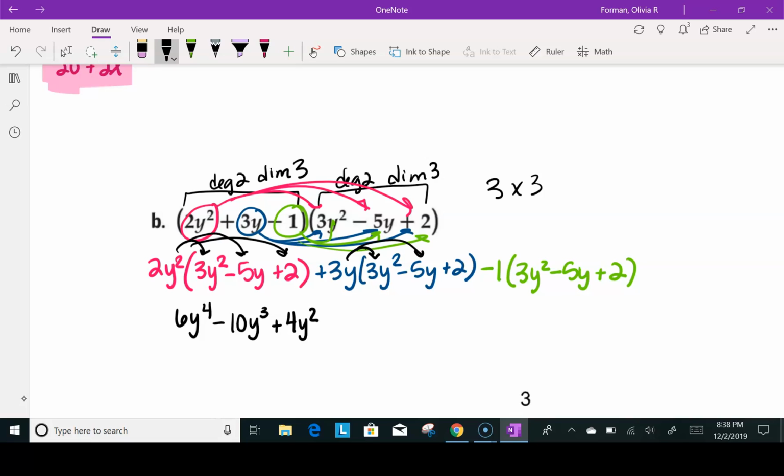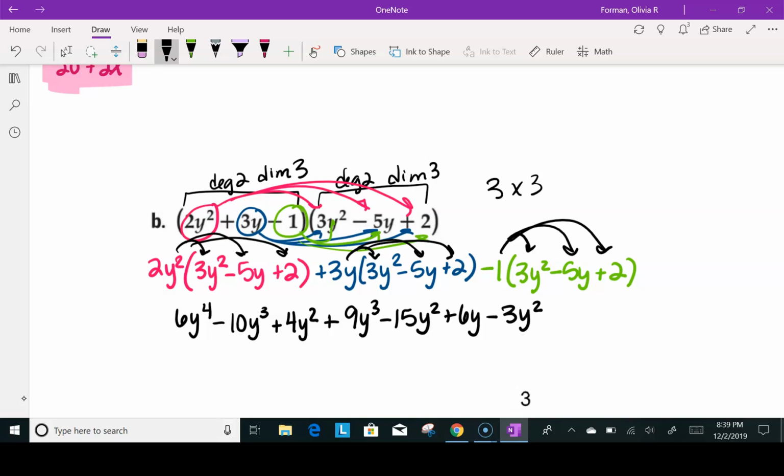Move on to my next little section. 3y times 3y squared is 9y cubed. 3y times -5y is -15y squared. 3y times 2 is 6y. Move on to my next groups. Negative 1 times 3y squared is negative 3y squared. Negative 1 times negative 5y gives us a positive 5y. Negative 1 times 2 is just a negative 2.